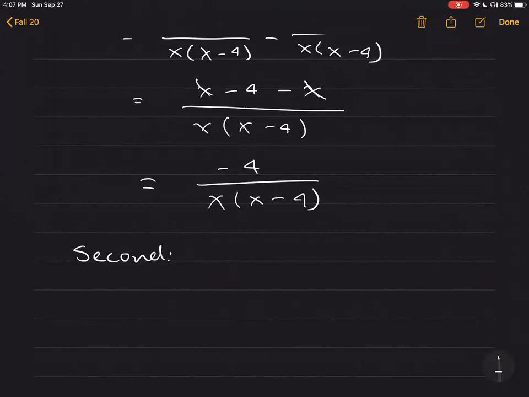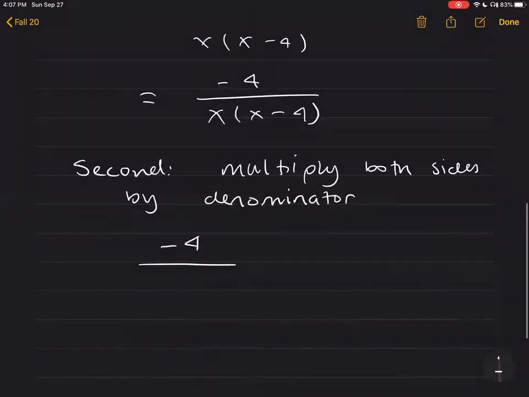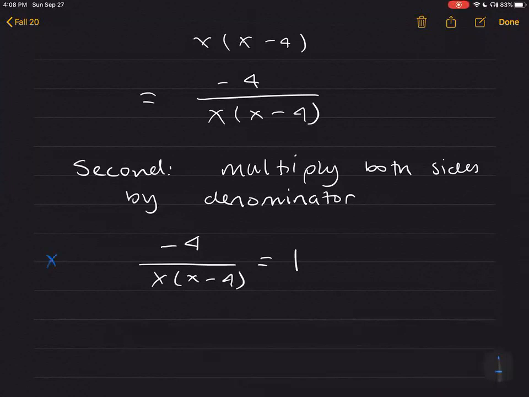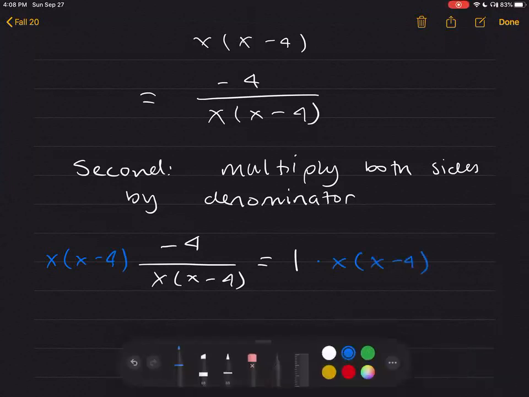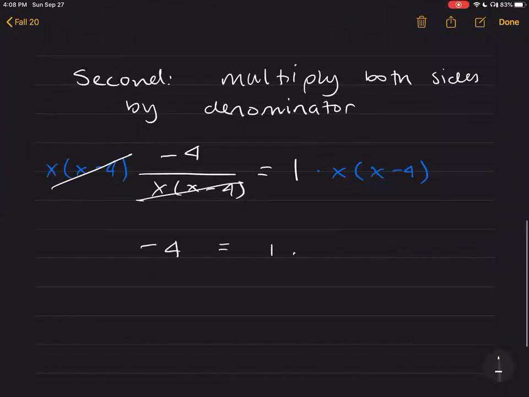So second, we're going to multiply both sides by the denominator. So right now our equation looks like this, because we did the subtraction, equals 1. And so what we're going to do is multiply both sides by x minus 4. And the reason we're doing that is so now these cancel, right? And we get minus 4 equals 1 times x minus 4.